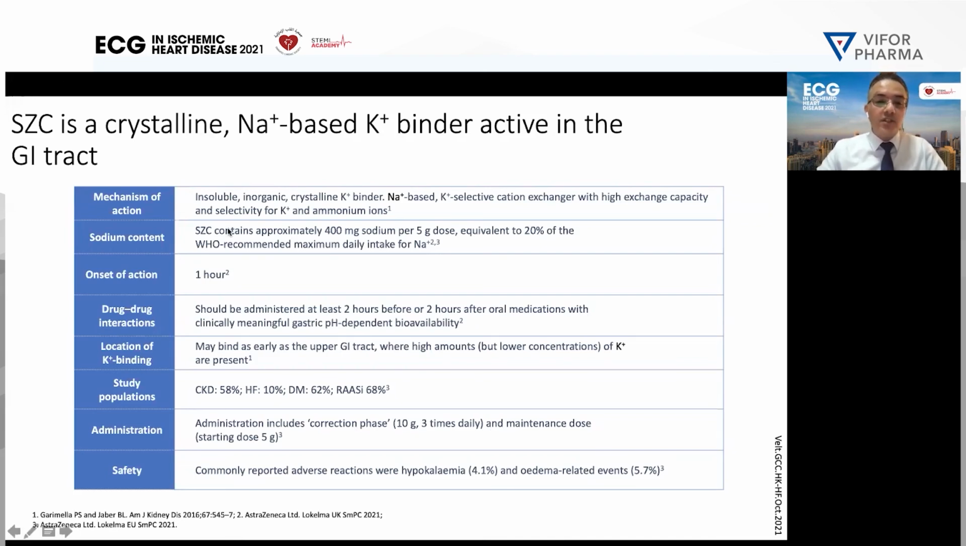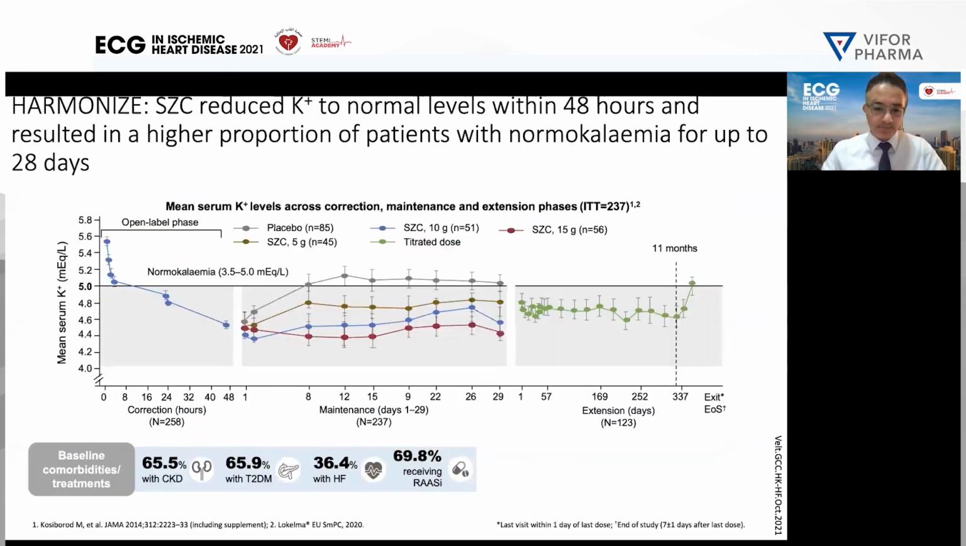The good thing about the sodium zirconium is that the onset of action is faster than our Patiromer. Here it is 1 hour, over there it takes 4 to 7 hours. As I told you, the administration includes a correction phase of 10 grams 3 times daily and a maintenance dose starting from 5 grams every day. They do report hypokalemia and edema-related events, and this is because of the sodium.